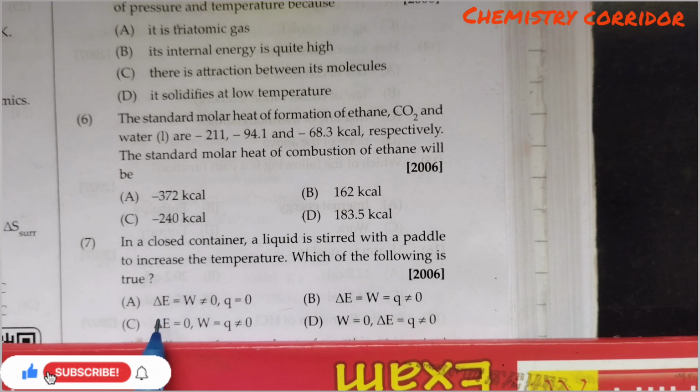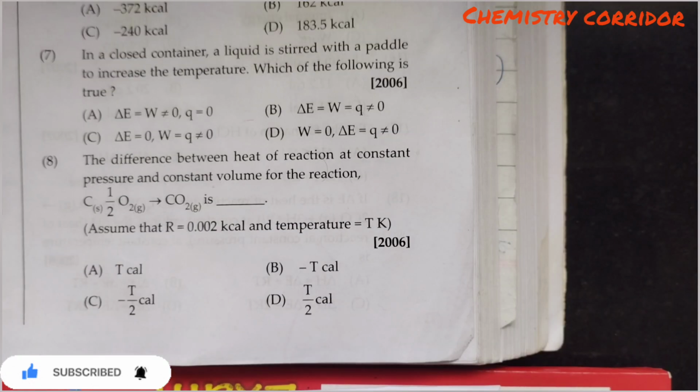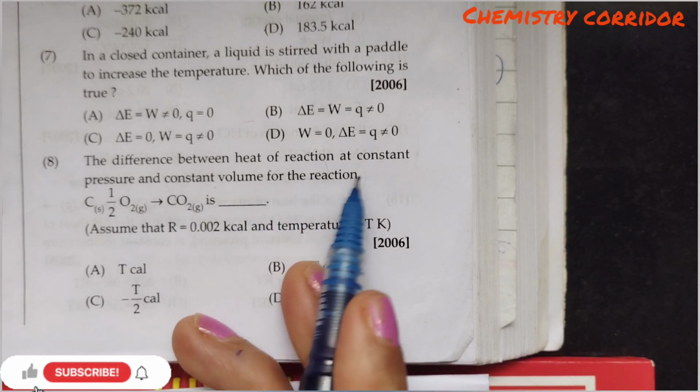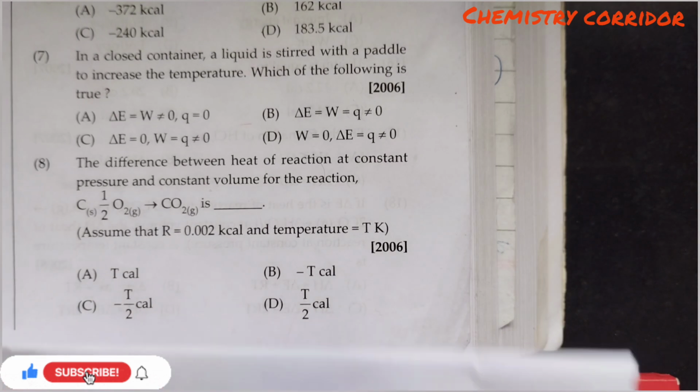Here, delta E means delta U, that is internal energy. So, here the answer is first option. Let's see the next question. So, the question is, here they are asking you to calculate the difference between heat of reaction at constant pressure and constant volume. So, which equation you will use, student?